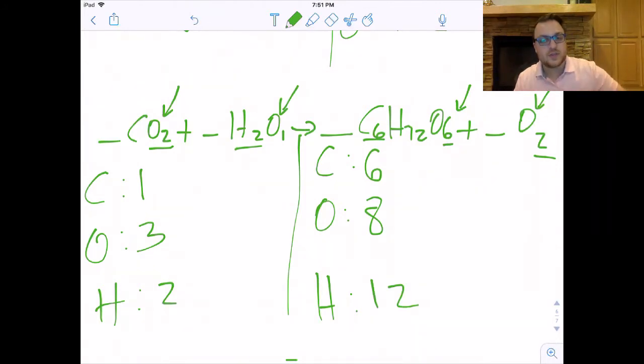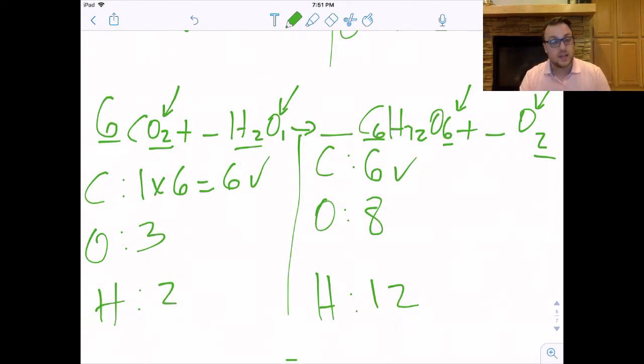So the carbons are pretty easy to see what to do up front. If I multiply this by 6, now they're both 6. I'm going to put a 6 there in front of the carbon. Now I have to change my oxygens because now I have 6 times 2 which is 12, plus the 1 here, which is 13. That's okay. 13. Yeah, now again, you look at those oxygens, 13 and 8, that's not pretty.